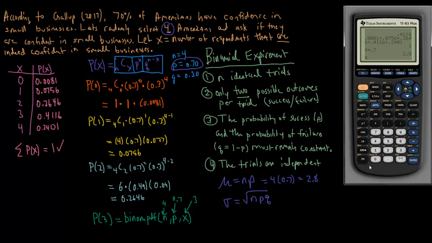Now, what about the square root of N times P times Q? Well, N is 4, P is 0.7, and Q is 0.3. So there's N times P times Q. Take the square root, and let's round this to 4 decimal places, and we get 0.9165.